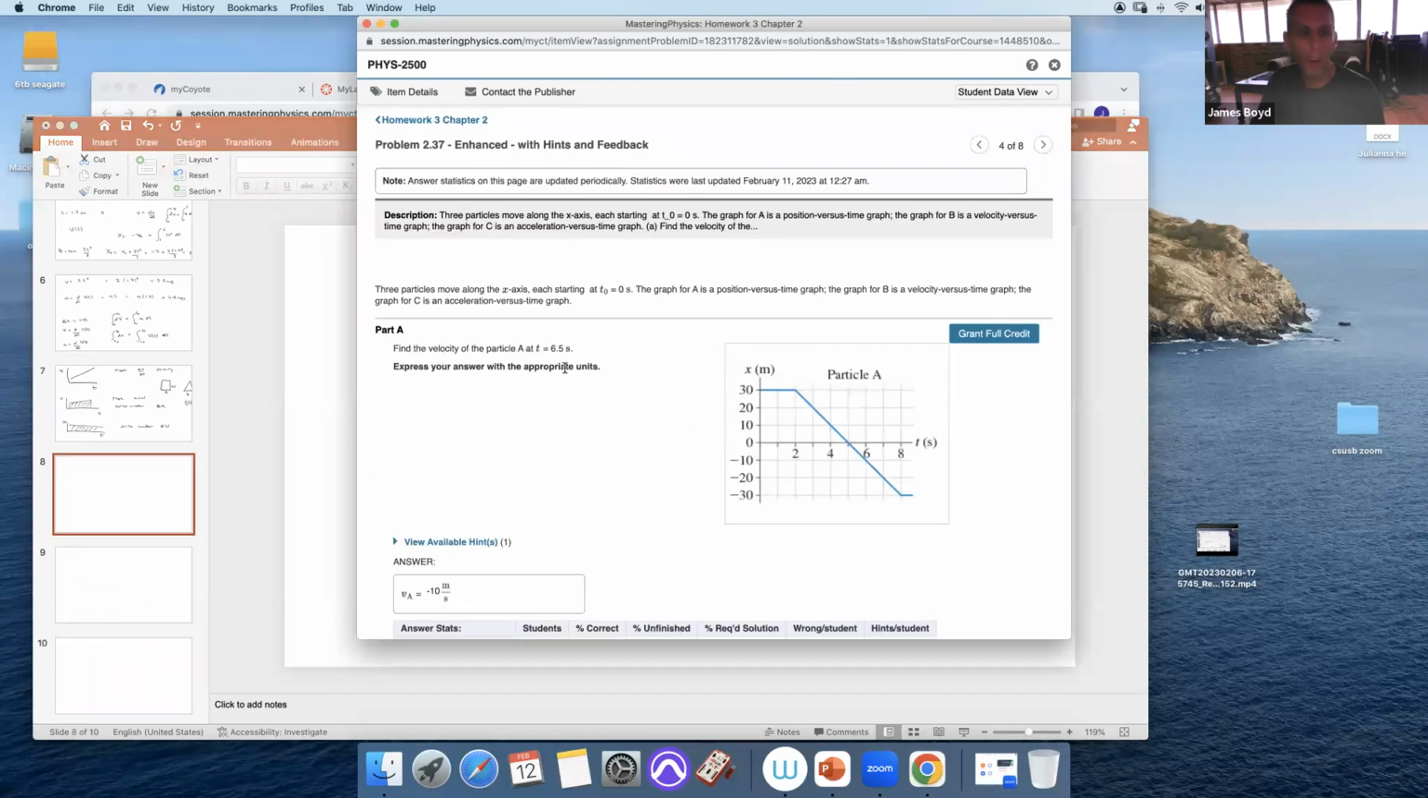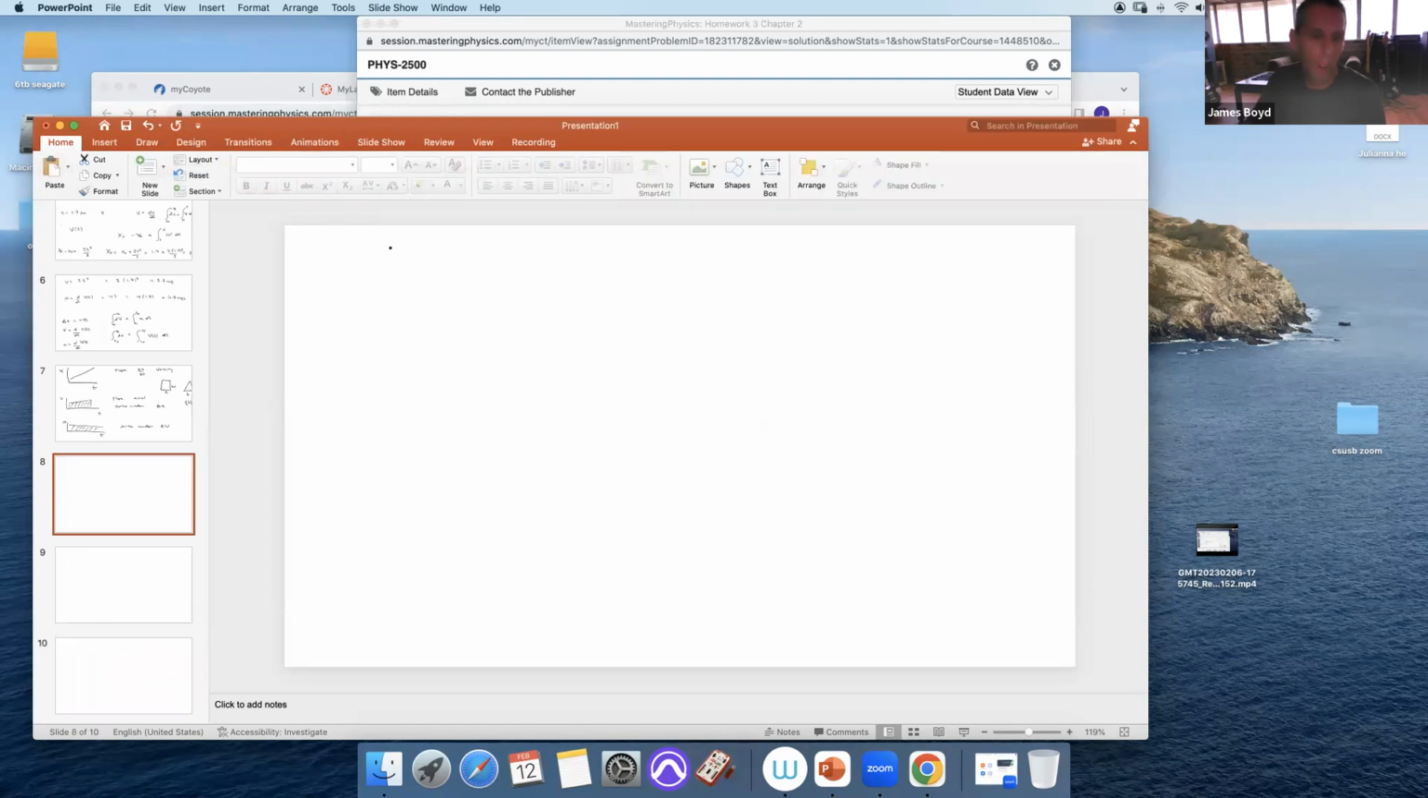So we want to find the velocity at 6.5 seconds. Basically, right here, we want to find the slope. But notice this slope is the same. It's a constant slope from 2 to 8. You can pick any interval to get the slope. I'm going to go from here to here. Now my slope is my change of y. So this started at 30 and it ended at 0.